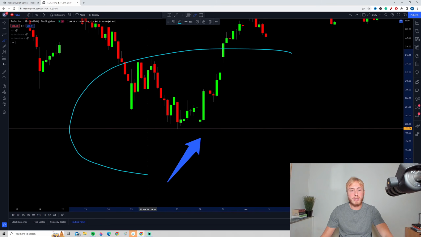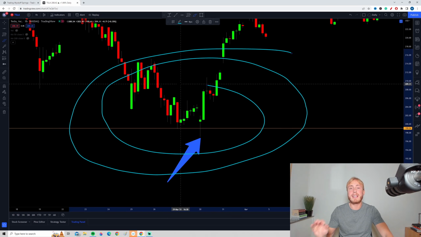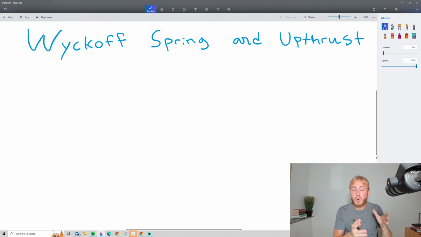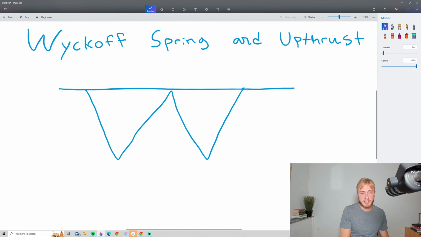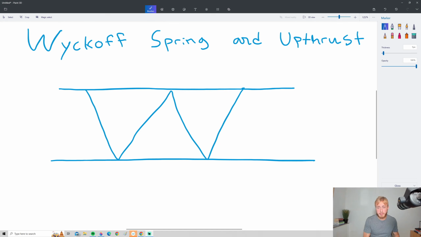So before we take a look at some real life examples, let's take a look at some theory. Alright, so what is the Wyckoff spring and Wyckoff upthrust? Well, imagine that this right here is the price. It goes up and down, and is currently trading in a trading range. This right here is the resistance, and this right here is the support.